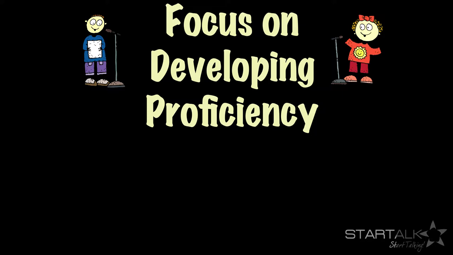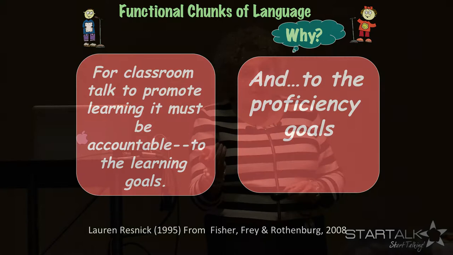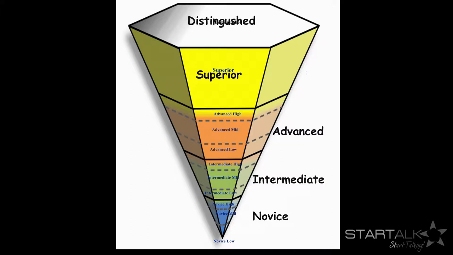And of course, the underlying assumption is that we are focusing on developing proficiency, and that we're accountable not just to the learning, but also to the proficiency goals. We have set a target of performance toward proficiency, and we know where we're heading, and we know that we have to spend a lot of time doing oral language activities so that they can build and perform toward proficiency. And the idea is that these functional chunks will provide scaffolds that bring kids up to the next proficiency level. We're focusing in this workshop on the novice level. But of course, whenever I have kids say sentences, I'm already building toward intermediate.